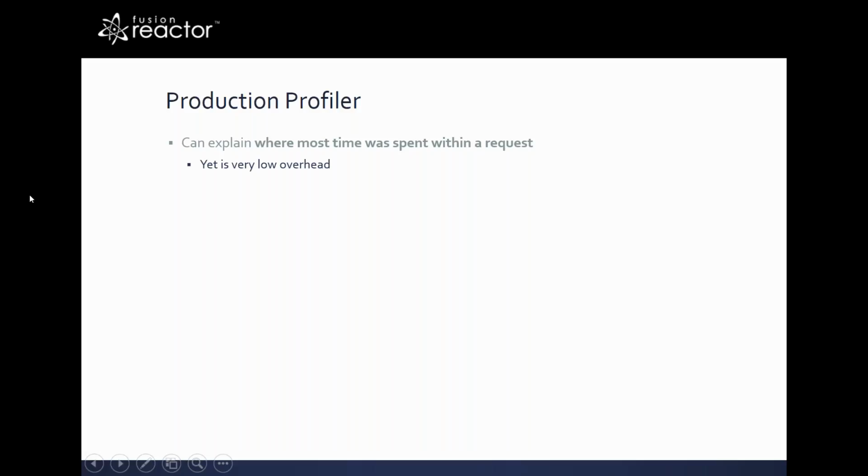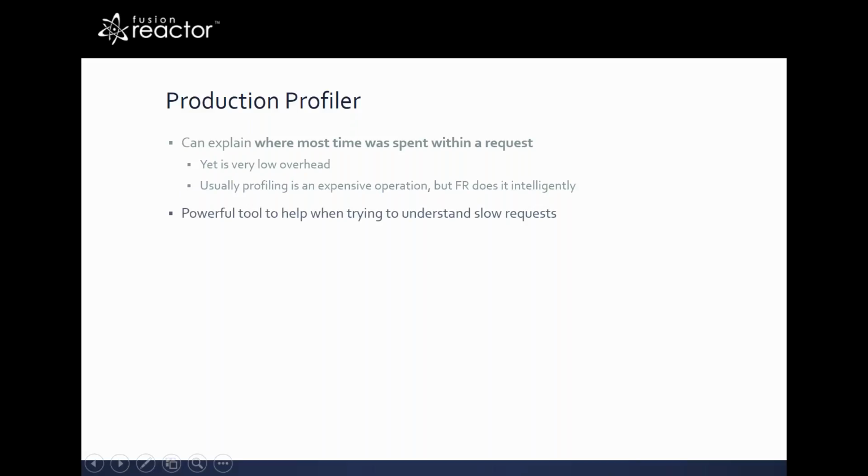And listen, I want you to understand this. It is very low overhead. I'm sure the Java folks among you, whether you're pure Java folks or CFML folks who've learned about Java, everything you've ever heard about profiling was, ooh, you don't want to turn on profiling in production. Forget about it. This is not that. This is not your father's profiling. This is very low overhead. FusionReactor does it very intelligently. So it's really powerful, and I just showed you the demonstration.